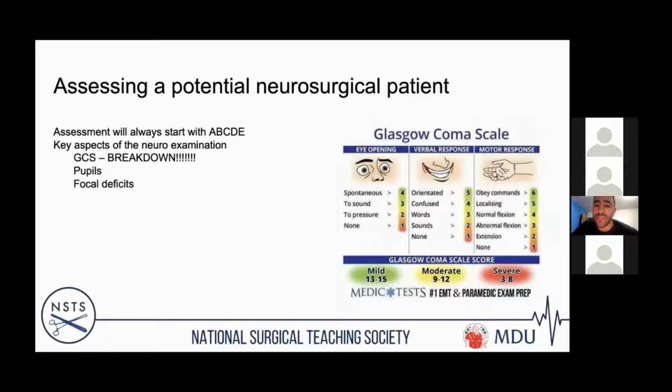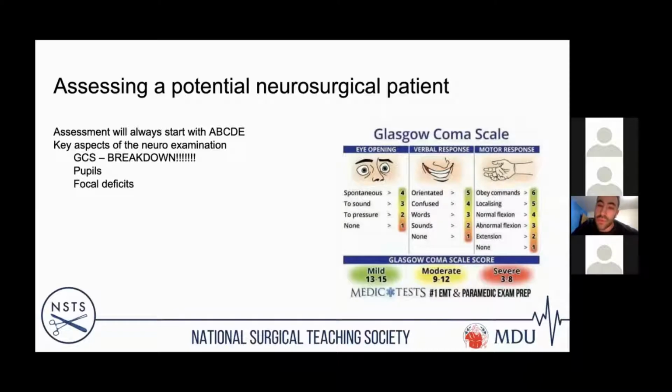A GCS of 14 can be a loss of 1 point on any of these three categories. If you picture describing a patient who has lost 1 point on eye opening versus verbal response versus motor response, they're three very different vignettes. They're three very different patients. So it really is important to describe for us the exact breakdown. Whenever we're reporting GCS, we will say E4, V5, M6. We'll state the breakdown.